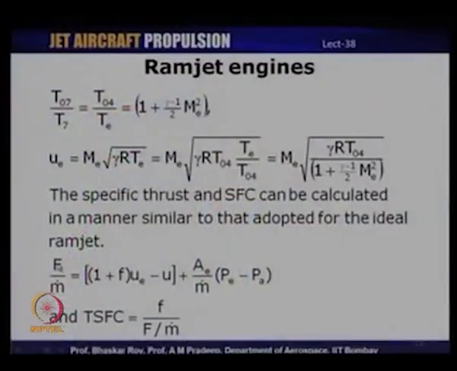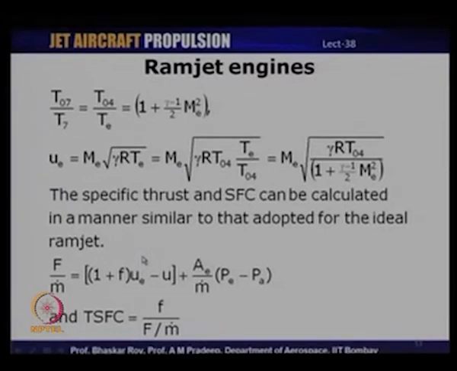Of course, I have not written down the expression for specific thrust, because that will become a pretty lengthy expression. If you were to substitute for the equation for ue, it becomes rather complicated. So, the procedure is still the same as what we have followed even in the past. The specific thrust is 1 plus f into ue minus u plus Ae by m dot into Pe minus Pa. If you substitute for ue here and also express u in terms of the Mach number and temperature, one can express the specific thrust in terms of known parameters. And TSFC is basically the fuel to air ratio divided by the specific thrust.